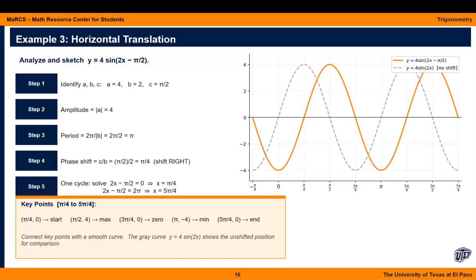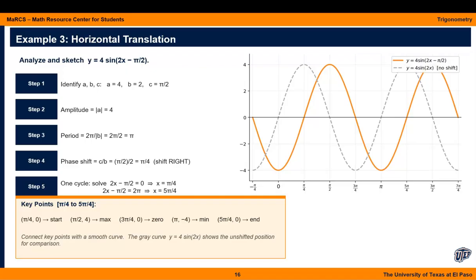Let's do an example. Let's walk through this example carefully. We are given y is equal to 4 sine of (2x minus pi over 2). First, identify the parameters. A is equal to 4, b is equal to 2, and c is equal to pi over 2. Next, find the amplitude. Absolute value of a is equal to 4. Now find the period. 2 pi over the absolute value of b is equal to 2 pi over 2, which is equal to pi. Now find the phase shift. C over b is equal to pi over 2 divided by 2, which is equal to pi over 4.